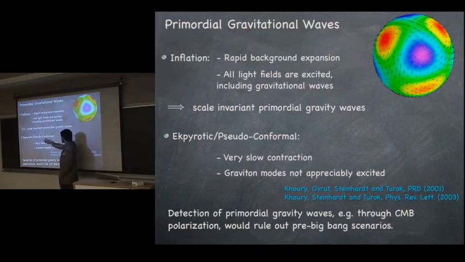Whereas the pseudo-conformal and Ekpyrotic models all correspond to very slow contraction, and correspondingly, you don't appreciably excite gravitational waves. You find a very blue spectrum of gravitational waves that are completely unobservable. So directly, if you were to detect primordial gravitational waves, say with SPIDER, this would immediately rule out all these pre-Big Bang ideas right off the bat.